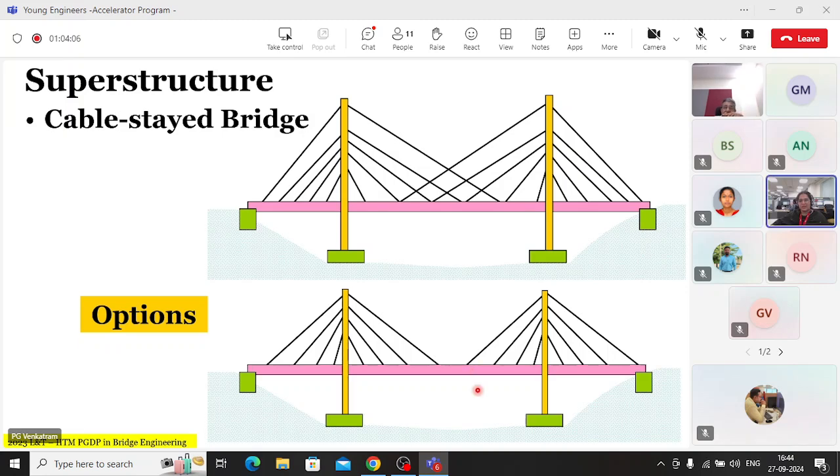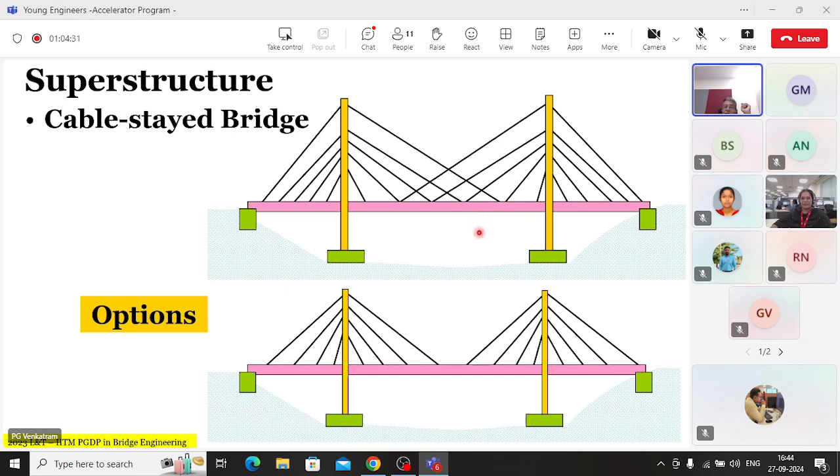Inclination of the cables. What's the difference between them? The slope is more in option 2. Yeah, but I could have made this taller. I could have made this taller also. Okay. That option is always there, no? What's the difference between the two? The difference between the two is then overlapping of cables in some zone.